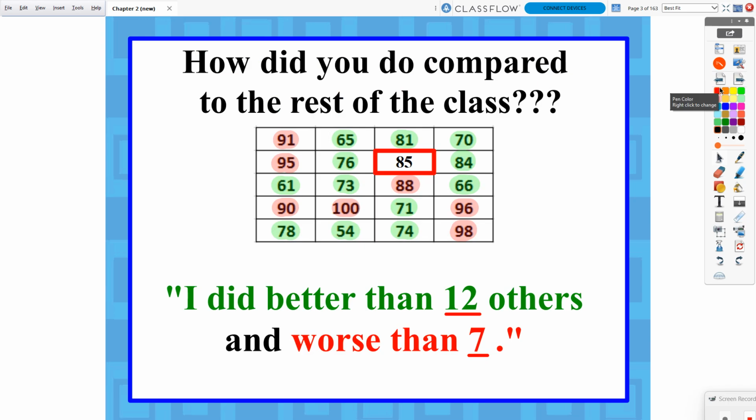And so what we could do is look at all the data. Here's all the test scores, and we can see you're 85% there, and all the ones in red are the people that did better than you. And all the people in green, you did better than them. So in the end, when I count up everything, I see that you did better than 12 other people, and you did worse than 7 other people. And you might go, but those two numbers only add up to 19, and there are 20 numbers up here. Correct, you are the 20th number that's missing.